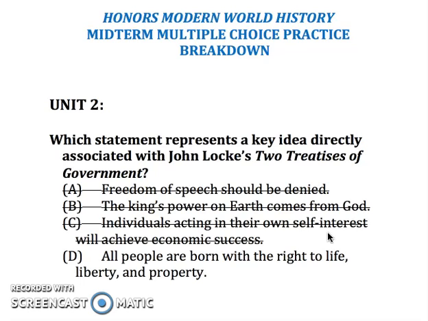So we're left with just D. All people are born with the right to life, liberty, and property. Totally 100% something that John Locke believed. He influences the Declaration of Independence, life, liberty, and the pursuit of happiness. So John Locke does believe that people have the right to make a living, to have freedoms, and to own property. So you do need to know his key ideas for your midterm.